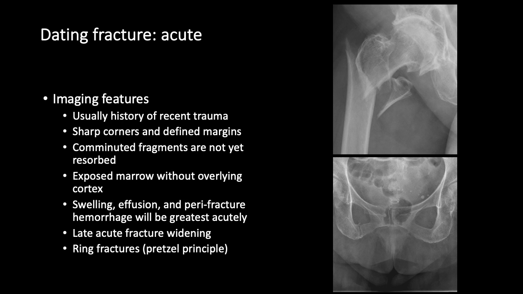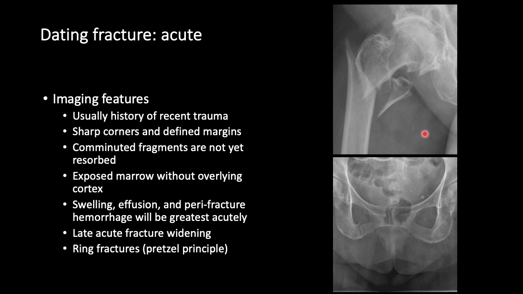Acute fractures usually present with a history of recent trauma, and radiographically, the features include sharp corners and defined margins, comminuted fragments that are not yet resorbed, exposed marrow without overlying cortex, and some of the soft tissue signs that we discussed earlier.